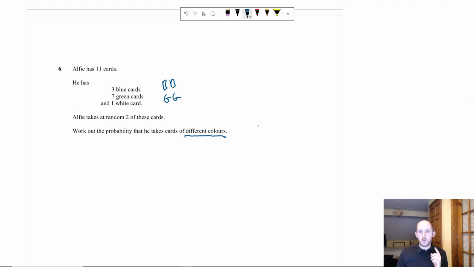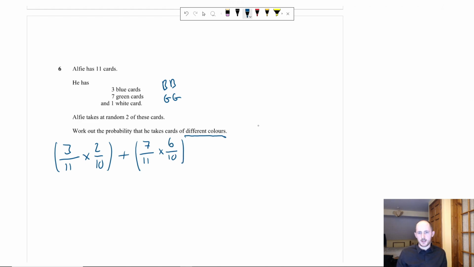So the probability of getting 1 blue card is going to be 3 out of 11, right? And then we're going to times that by the probability of getting a second blue card. Well, it's going to be 2, because we've taken 1 blue card already, so there's only 2 blue cards left out of the 10 remaining cards. Then we're going to add that to 7 green cards out of 11 times, well, now there's only 6 green cards left out of 10.